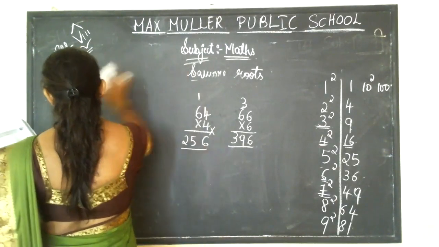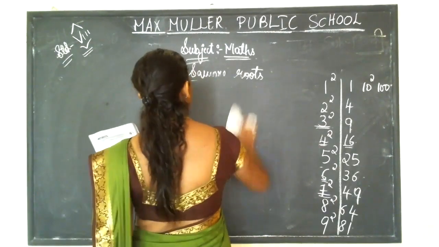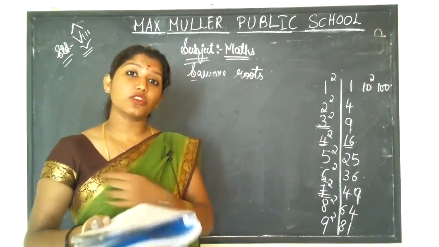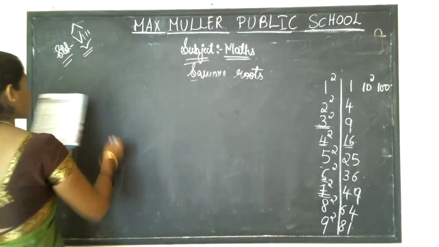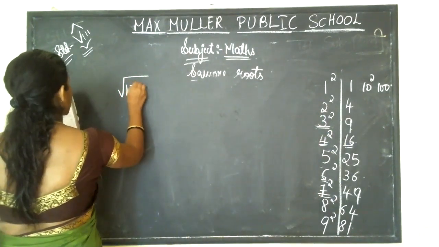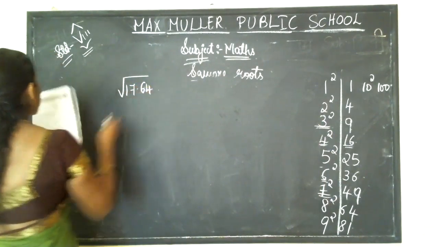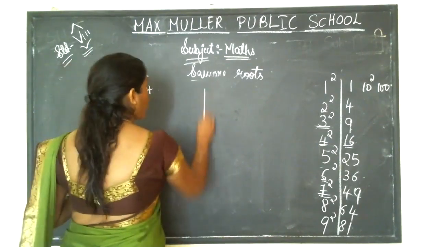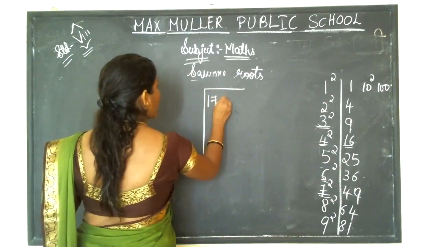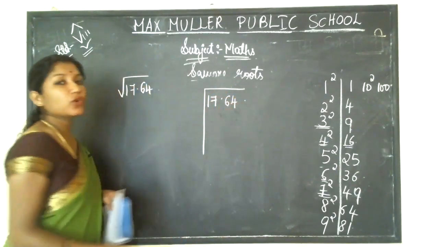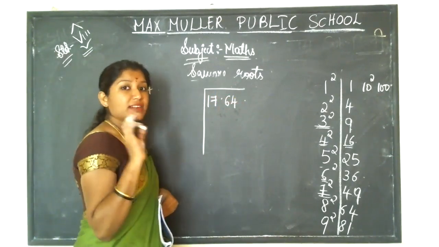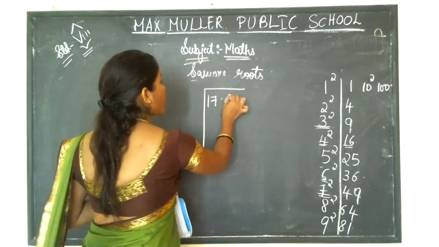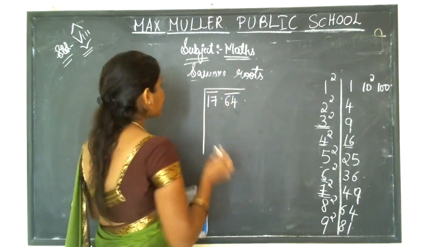Now, same like this only, but you are finding the square root of a decimal number. You are finding the square root of what? Decimal number. Square root of 17.64. This is also one of your example problems. So we'll do 17.64. As I told you, the method and the steps are same, but you have to go with a decimal point. That's all. See, you're grouping here 64 and 17.